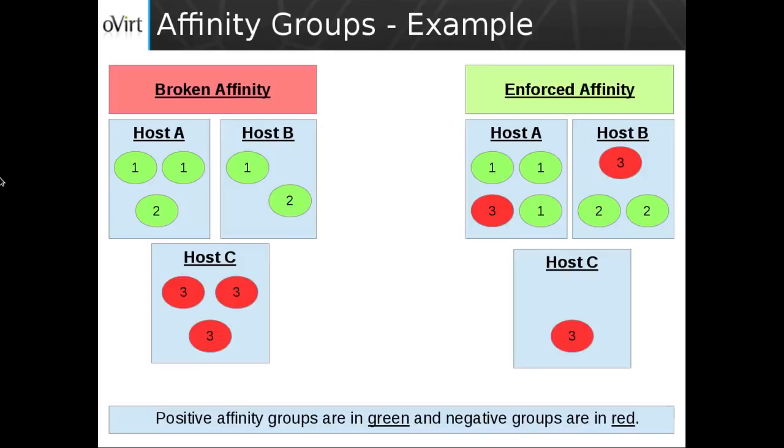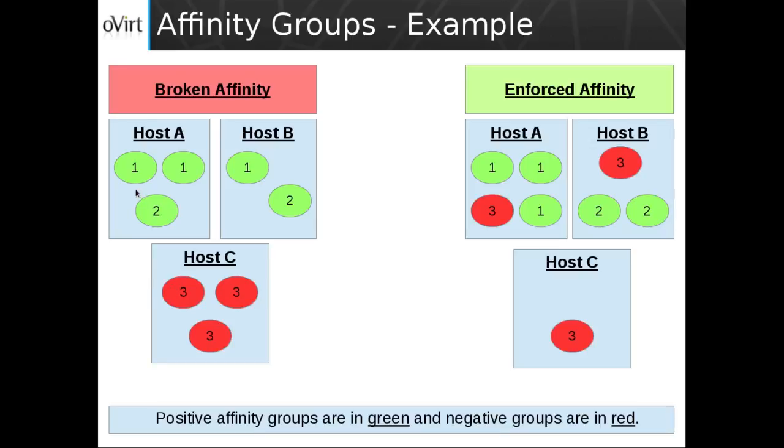So now we are going to talk about affinity groups. As I mentioned before, affinity groups are divided into two types, the positive affinity groups and the negative ones. Here you can see I marked the positive ones in green and the negative groups in red. So for example, here are broken affinity rules.